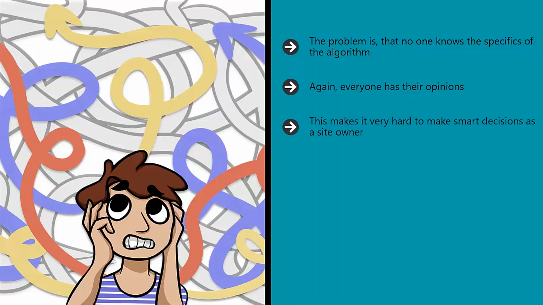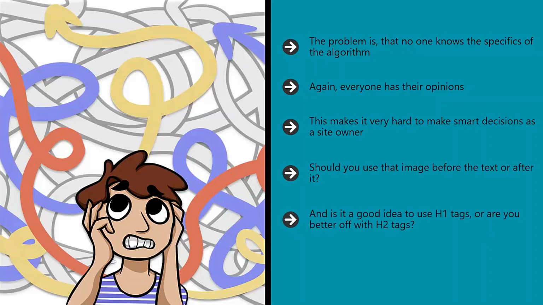This makes it very hard to make smart decisions as a site owner. Do you include more keywords in your articles or not? Should you use that image before the text or after it? And is it a good idea to use H1 tags, or are you better off with H2 tags? The answer is that we just don't know. And for that reason, the best option is to run A/B tests, the other term for split tests, in order to see which changes positively affect your search ranking and which don't.